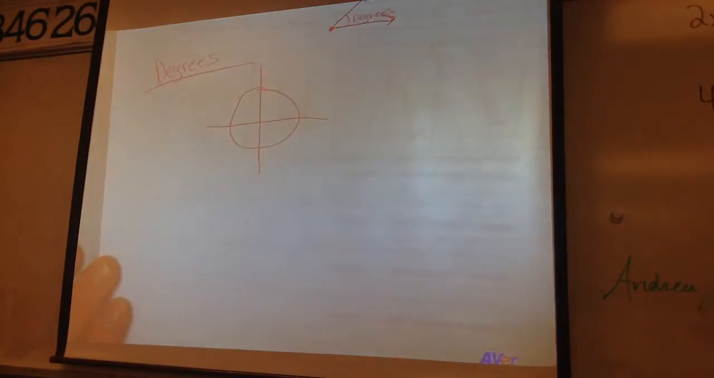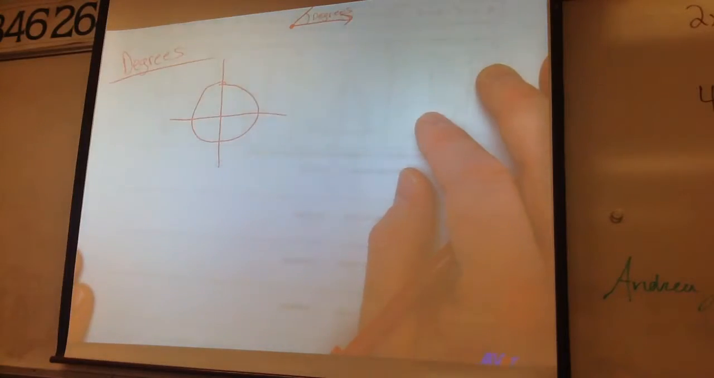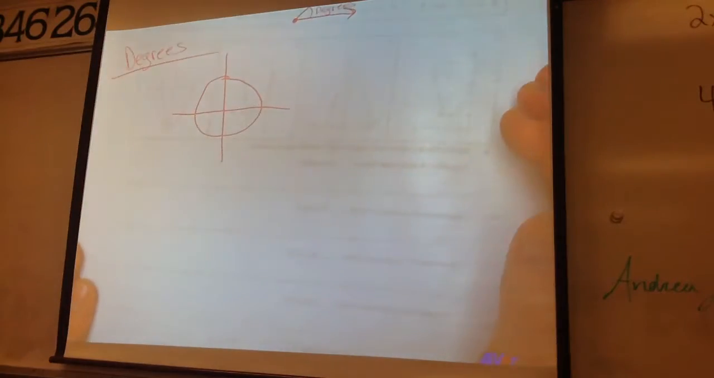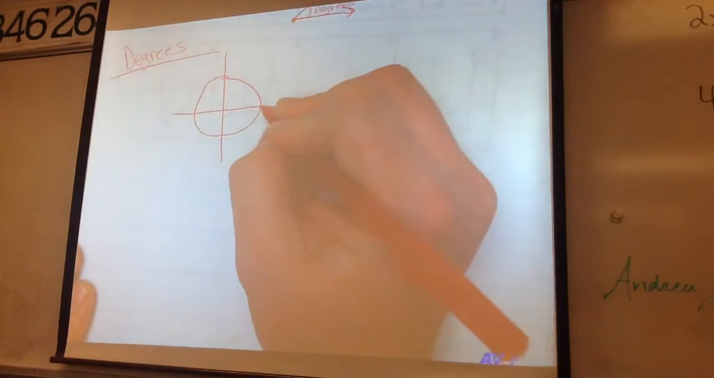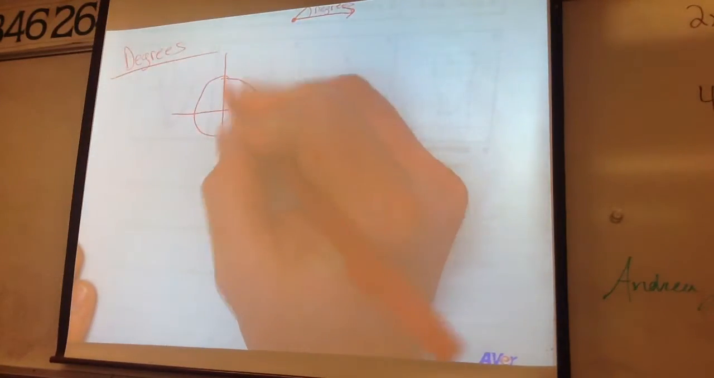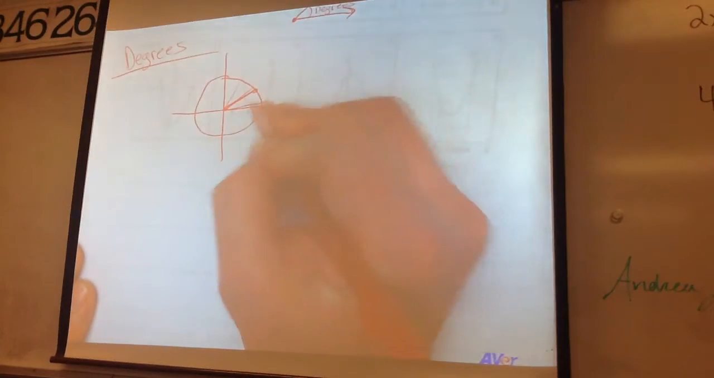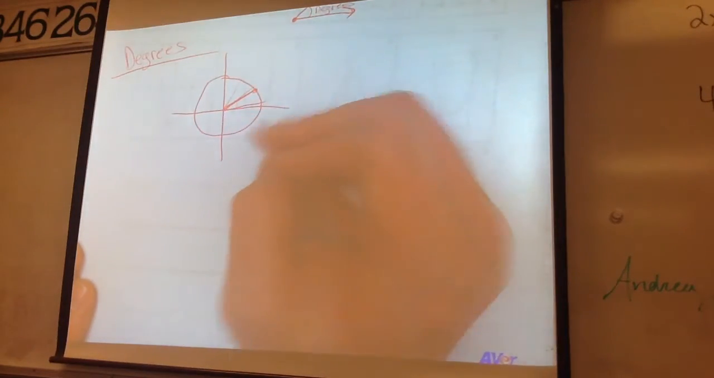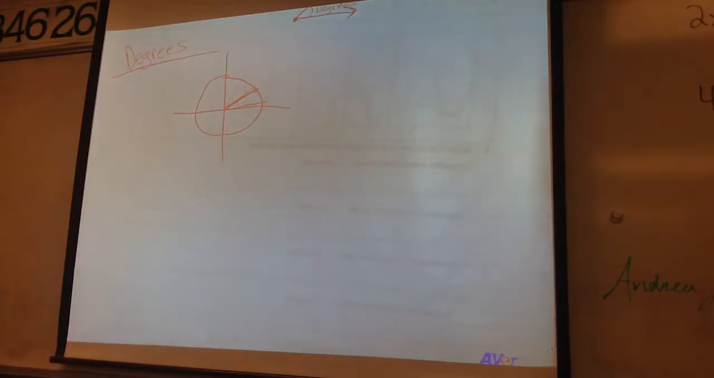If I was like, draw me a 30-degree angle here, could you do that? Split the 90 into 3. Yeah, split 90 into 3, so that would be a 30-degree angle right there, right? Which is also pi over 3.